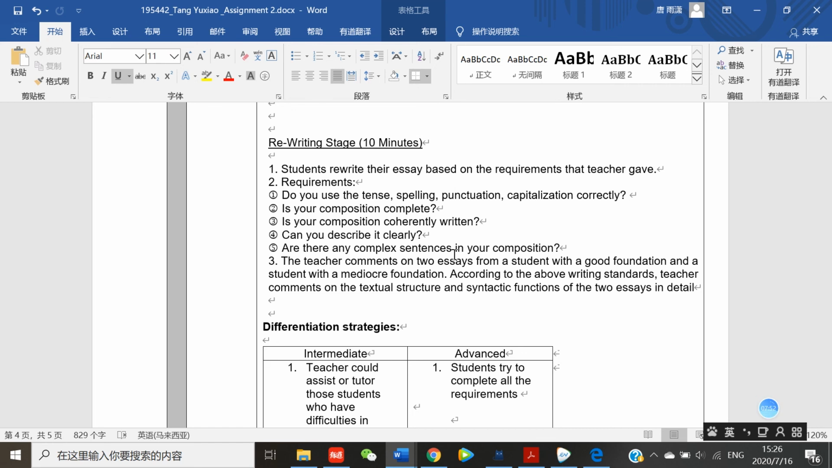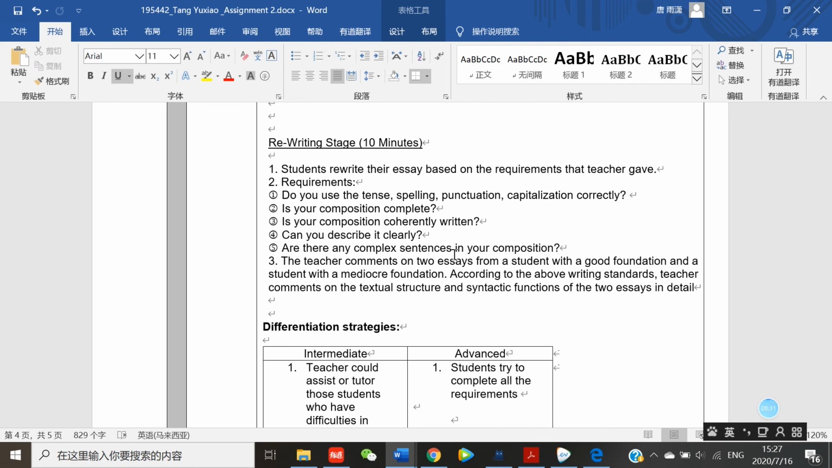This is the self-check stage. After they complete this, the teacher will check and give some suggestions for them. The teacher will comment on 2 essays from a student with a good foundation and a student with a medium foundation. According to the above writing standards, the teacher comments on the textual structure and the synthetic functions of the two essays in detail.